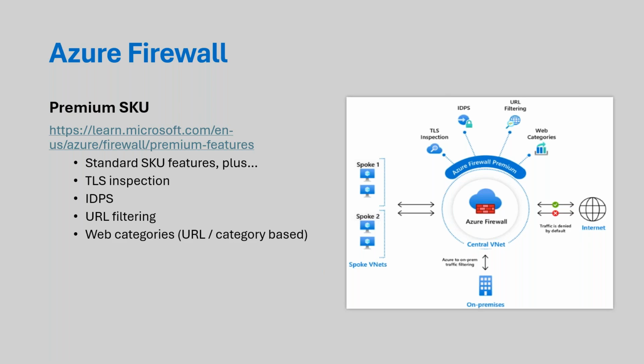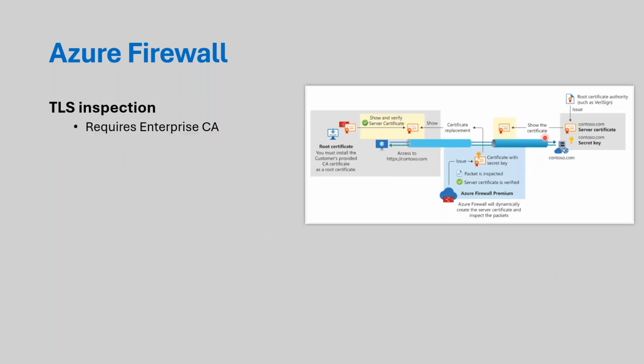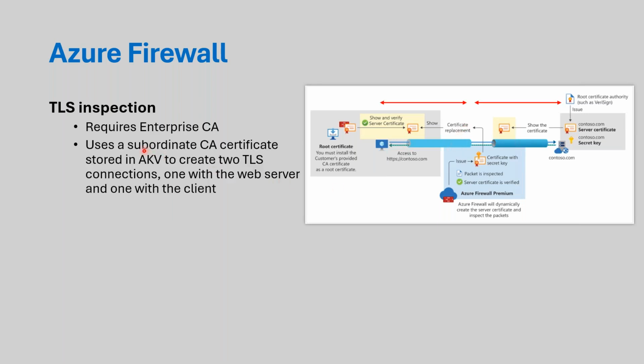So TLS inspection. In order to look inside of encrypted traffic, it's going to have to decrypt it to look and then re-encrypt it and send it on its way. So what it's going to do is require you to have an enterprise CA in your environment. And there, from the enterprise CA, you're going to generate a subordinate CA certificate and assign it to the Azure firewall, storing it in an Azure key vault so the firewall would have access to it. What the firewall then does is it proxies the destination certificate for the user.